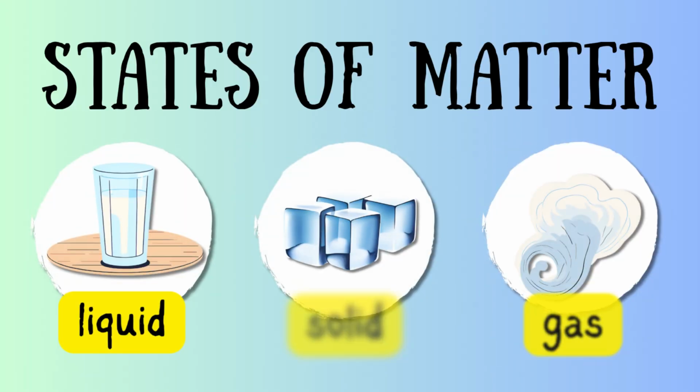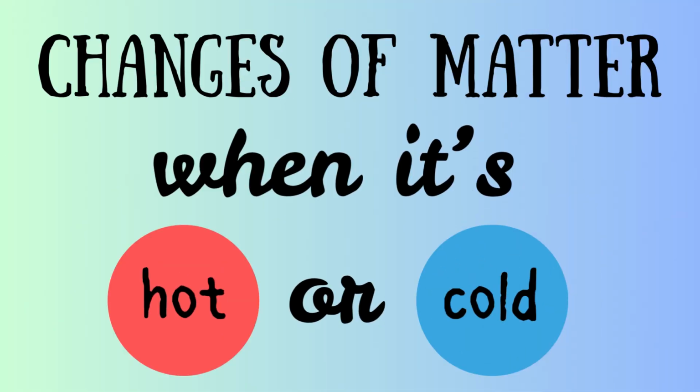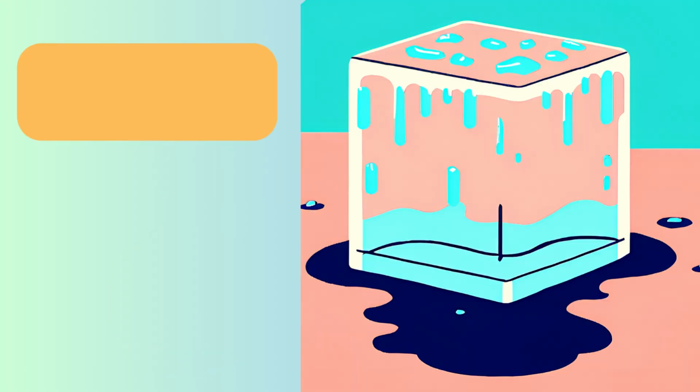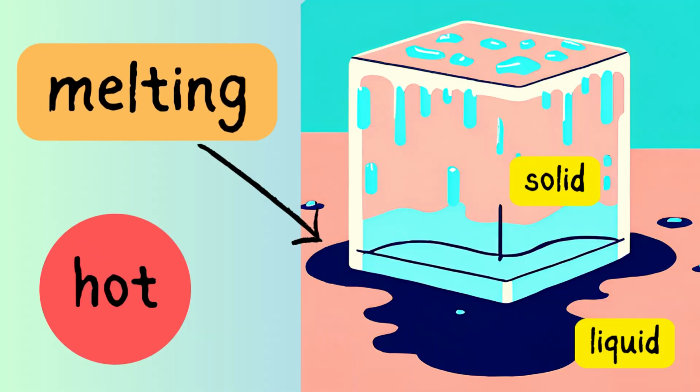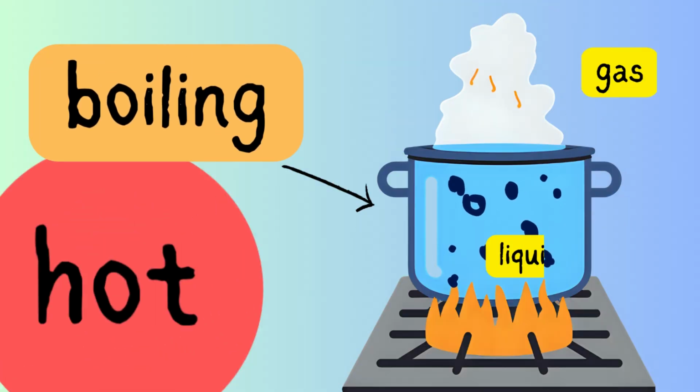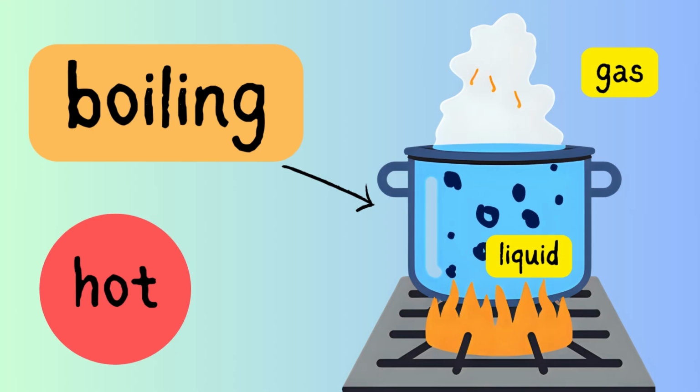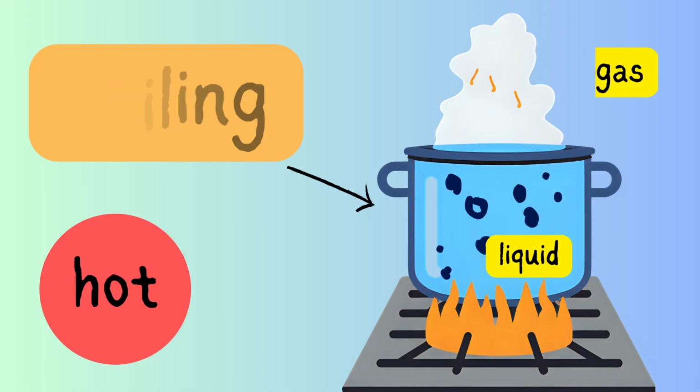Now that we know the three states, solid, liquid, and gas, let's see how they change when it's hot or cold. Matter changes when the temperature changes. When it gets hot, solids melt into liquids. For example, ice melting into water. When it gets even hotter, liquids boil or evaporate into gases. For example, water boiling into steam.